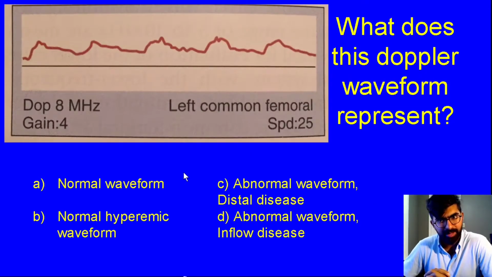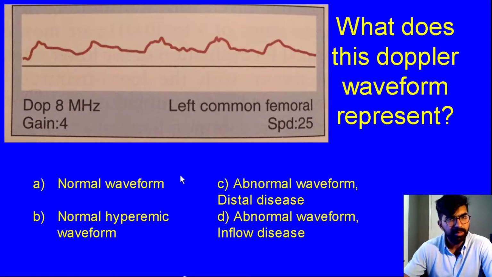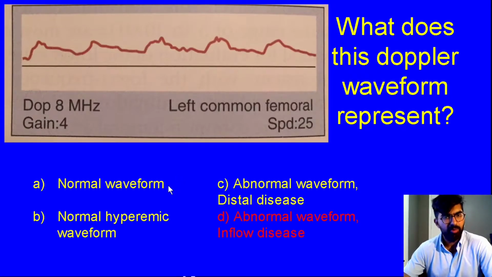Now, adding a little bit more complexity to it. So what does this Doppler waveform represent? Now look at it carefully. Is it a normal waveform? Is it a normal hyperemic waveform? Is it an abnormal waveform representing distal disease? Or is it an abnormal waveform representing inflow disease? So take a look at it. Think about how it differs from the previous waveforms we've seen. And if you pick it's an abnormal waveform with inflow disease, then you're 100% correct.